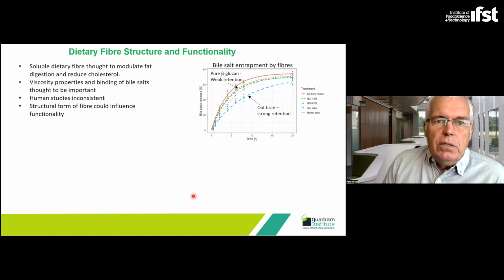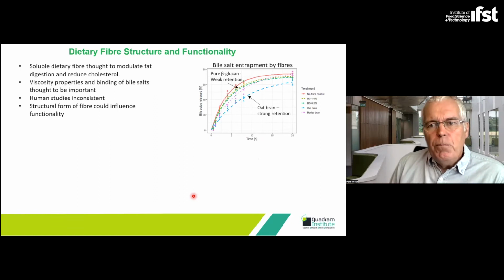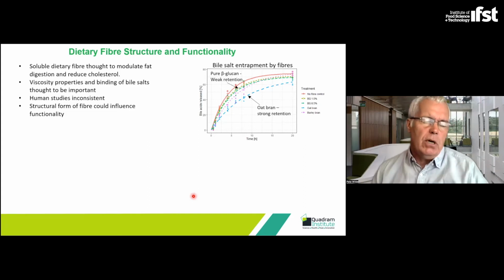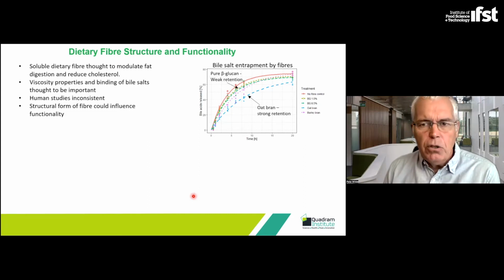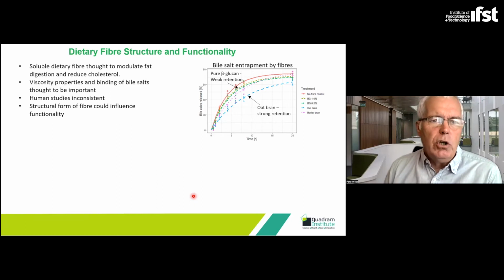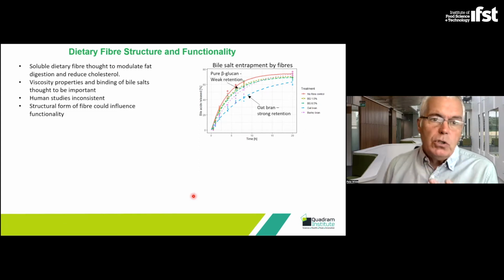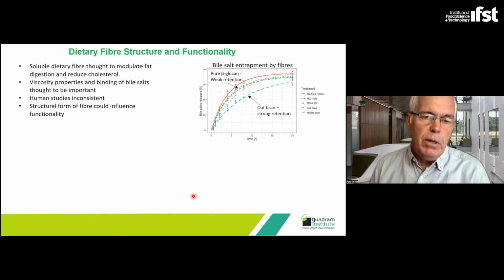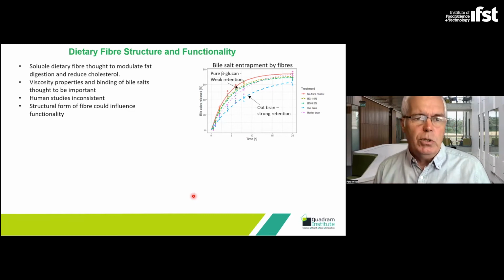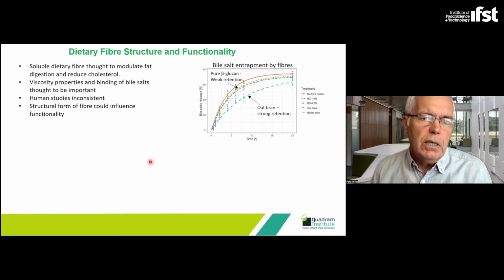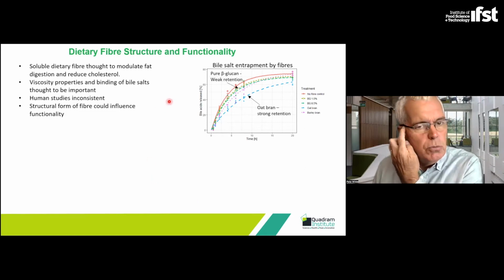Another example is dietary fiber structure. Everybody knows, and the evidence is overwhelming, the impact of dietary fiber on health, but the mechanisms aren't always obvious, and they're not always well known. We know that soluble dietary fiber is thought to modulate fat digestion and reduce cholesterol. The viscosity is thought to be important, but as I say, the mechanisms aren't really well known, and the human studies are really quite inconsistent in terms of the impact on human health.